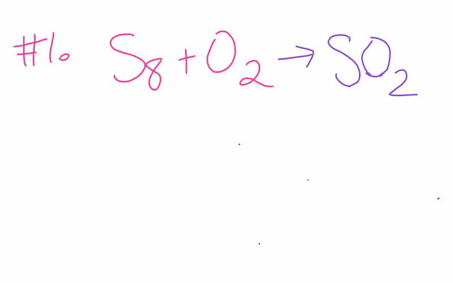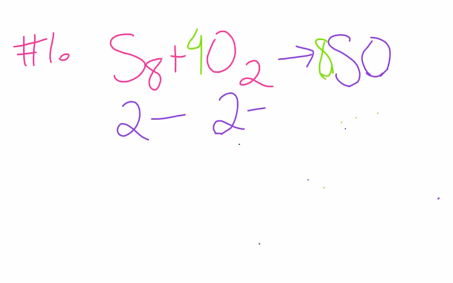Therefore, this reaction will produce SO2, since we combine sulfur and oxygen. That's correct, right? But actually, sulfur has a 2- charge, and oxygen has a 2- charge, and so these charges cancel out to get SO. Once balanced, we get the final equation of S8 plus 4O2 to get 8SO.